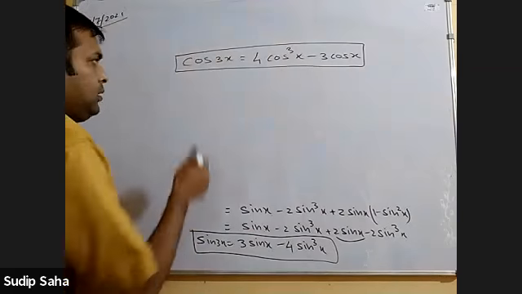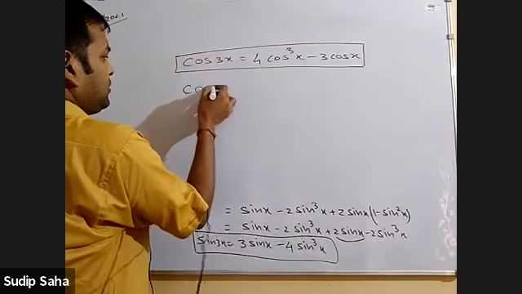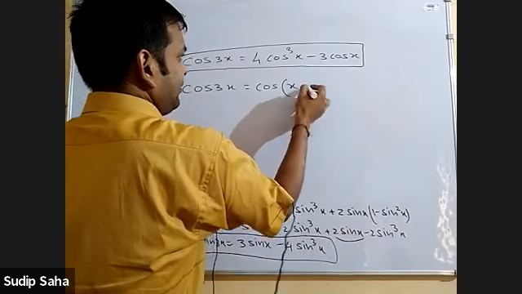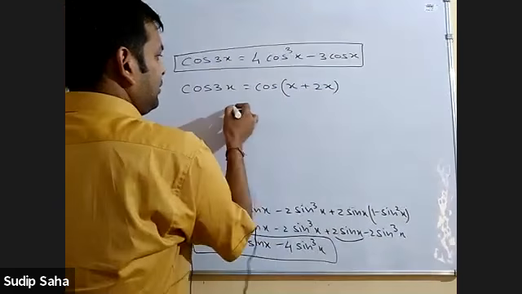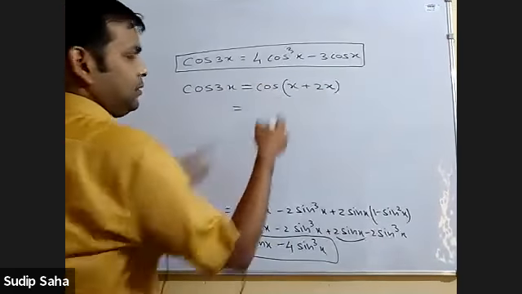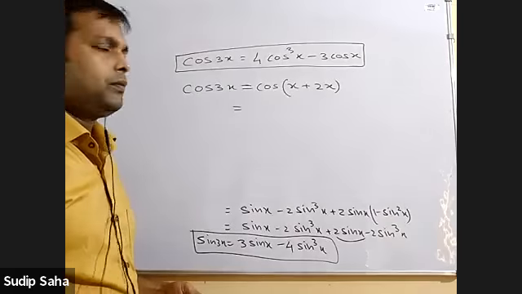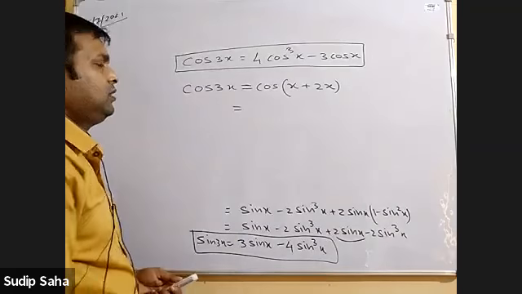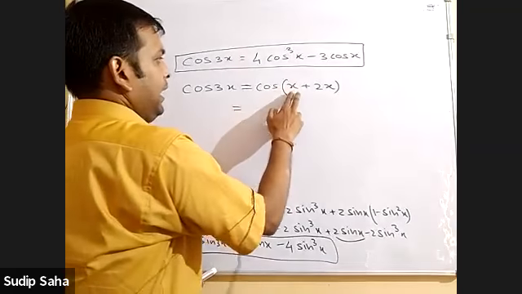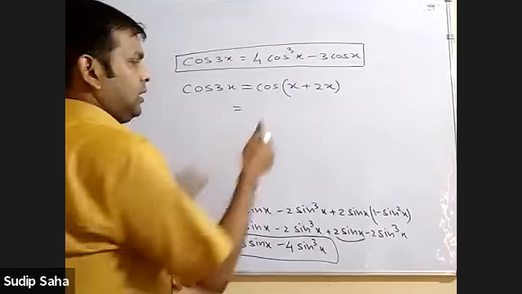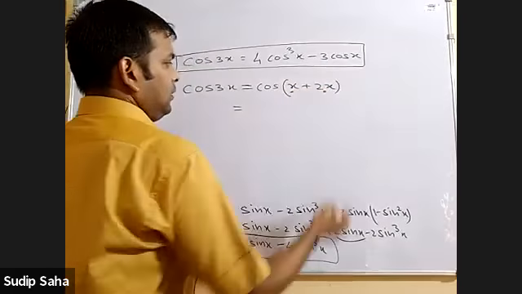First of all, the same thing, right? Cos 3x. Can I write cos x plus 2x? Yes, sir. So this is cos x plus y. Cos x plus what? Y.